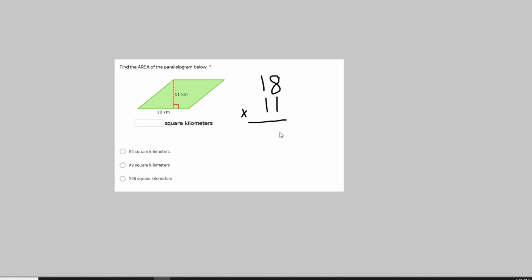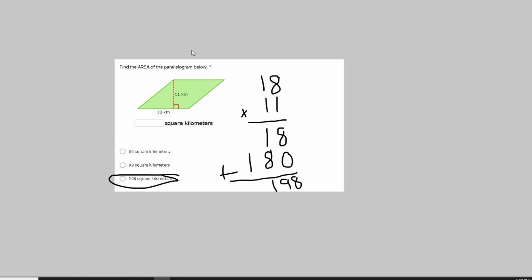So first we do 8 times 1, that's 8. 1 times 1 is 1. Now we're multiplying by the tens place, so we have to put a 0 before we can move on. Now we do 8 times 1, that's 8. 1 times 1 is 1. Add these up. You get 198.